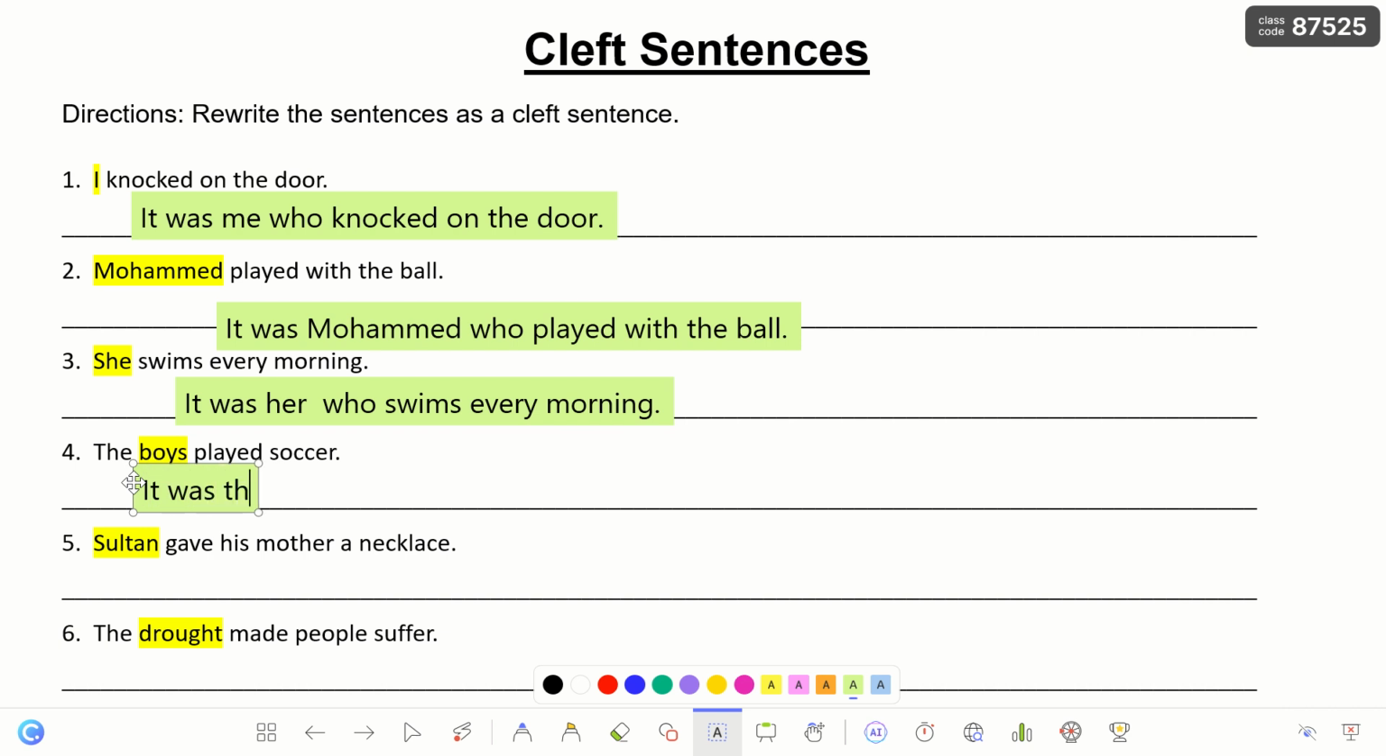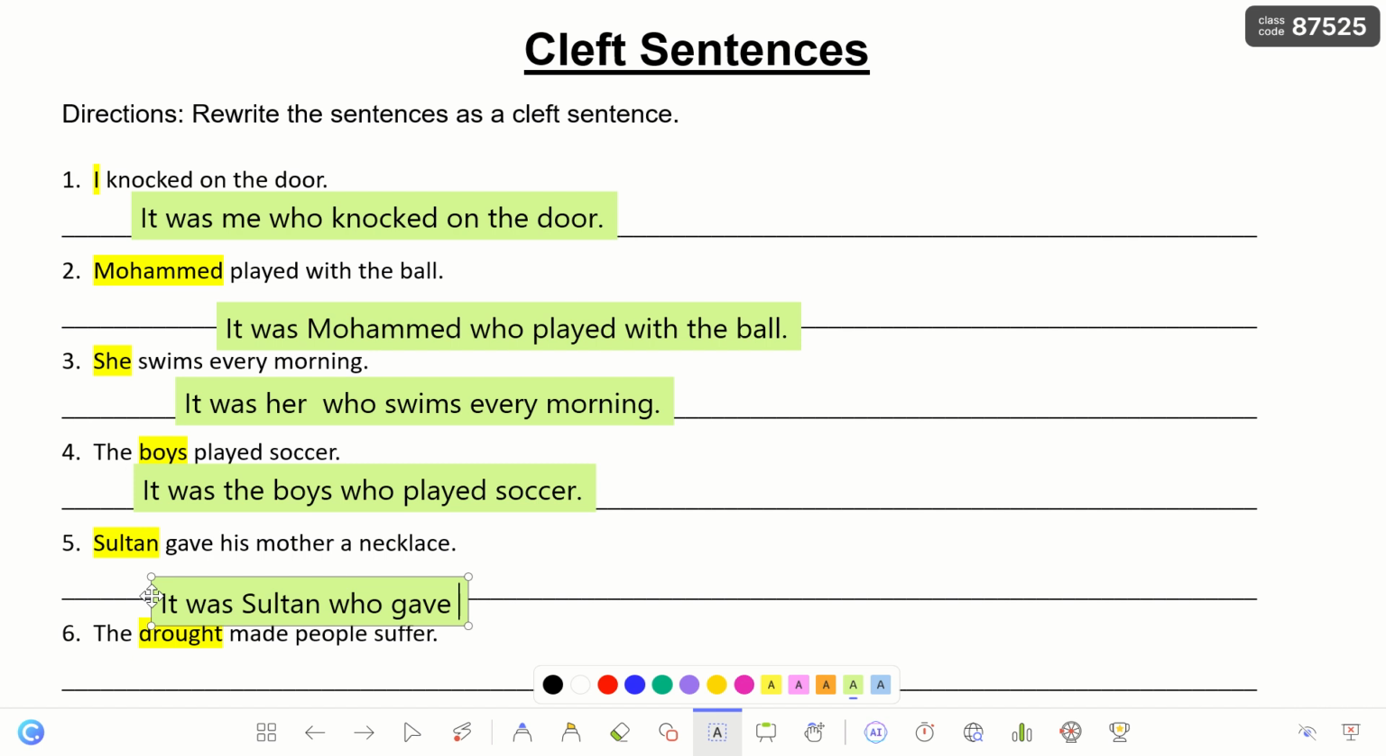It was the boys, even the boys, plural, I use it. It was the boys who played soccer. Sultan gave his mother a necklace. It was Sultan who gave his mother a necklace.